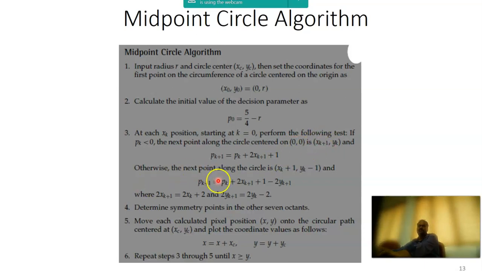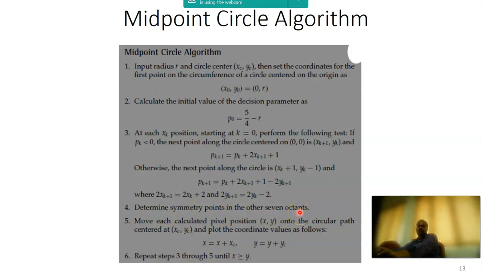Otherwise, the next point along the circle is (xk plus 1, yk minus 1), so the yk value we have to reduce, and the decision parameter pk plus 1 equals pk plus 2xk plus 1 plus 1 minus 2yk plus 1, where 2xk plus 1 is equal to 2xk plus 2, and 2yk plus 1 is nothing but 2yk minus 2. Determine the symmetric points in the other 7 octants.